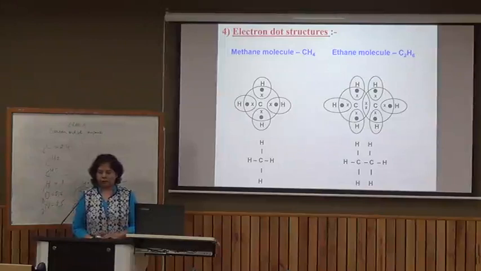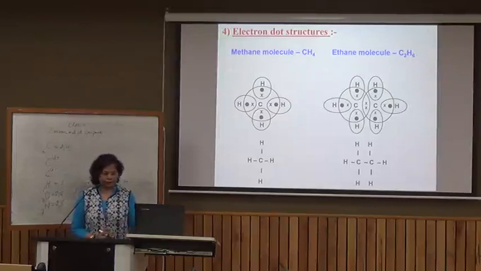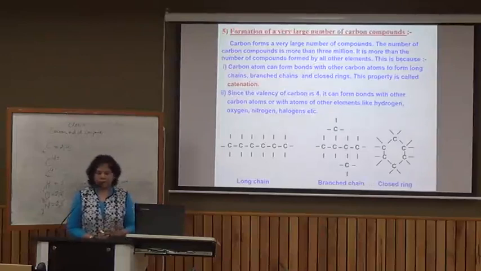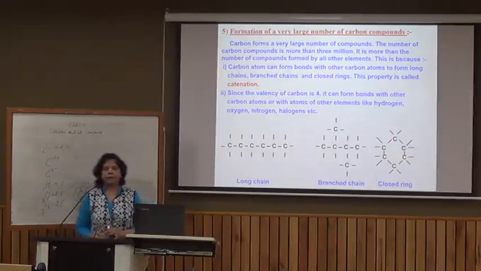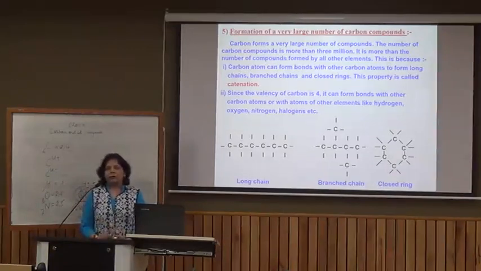Here are some more examples of covalent compounds. So methane, CH4. Then we can see another example, the next compound of carbon and hydrogen, that is ethane, C2H6. Again we can see the sharing of only 1 pair of electrons between the atoms. So it is also forming the single bonds only. Then let us understand, I just gave a statement that carbon forms a very large number of compounds. Actually the number of carbon compounds outnumbers the compounds formed by all other elements together.